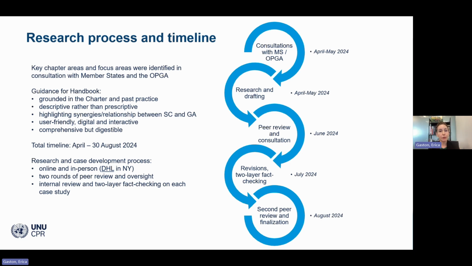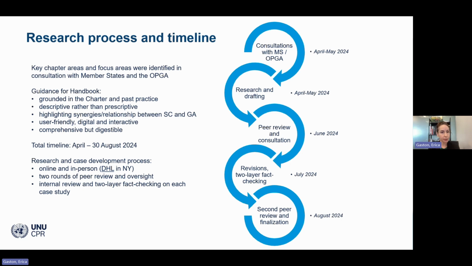theorization. That we really wanted to look in each of the chapters at what were some of the synergies, or what were the relationships or dynamics between the Security Council and the General Assembly on these different peace and security matters, that it should be user-friendly, digital, and interactive. And then finally, it should be as comprehensive as possible, but still digestible.